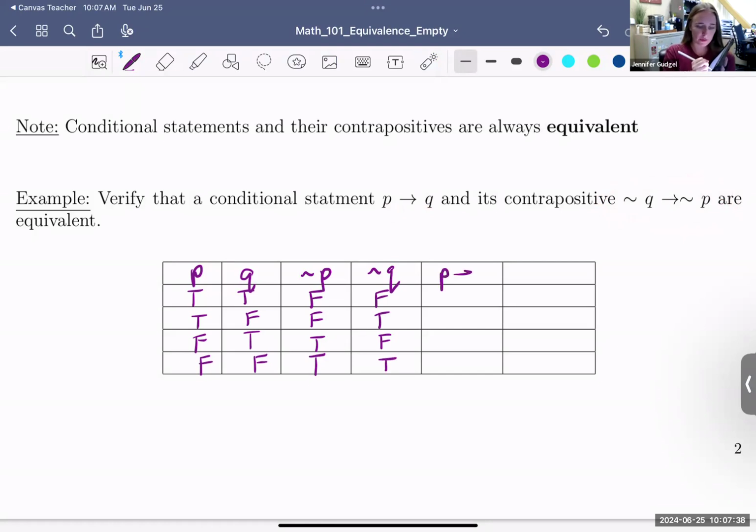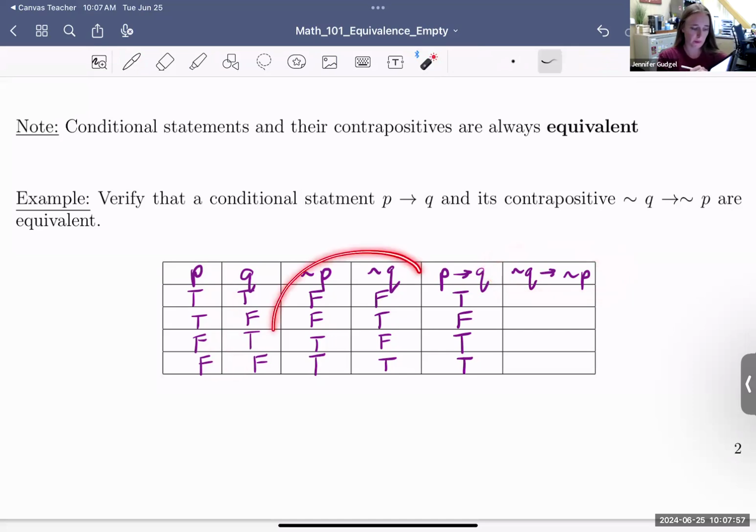And now we need our two conditionals. P implies Q, and not Q implies not P. So P implies Q is true, false, true, true. Be very careful when you do your not Q implies not P, because remember the conditional here, the direction is this way, so they're written backwards. You can't just look at it how I looked here from left to right to determine the truth value.